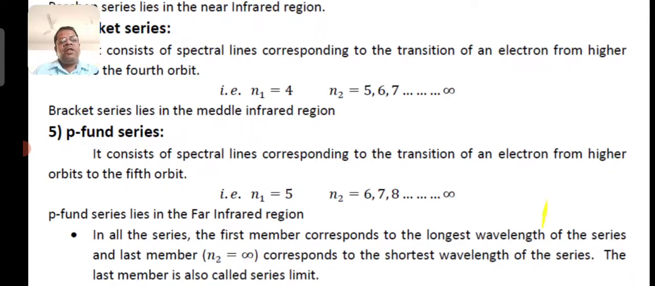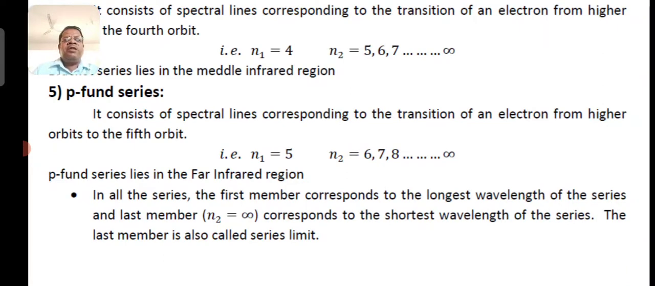You must remember the most important point. In all the series, the first member corresponds to the longest wavelength of the series, and the last member, that is n2 equals infinity, corresponds to the shortest wavelength of the series. The last member is also called the series limit.